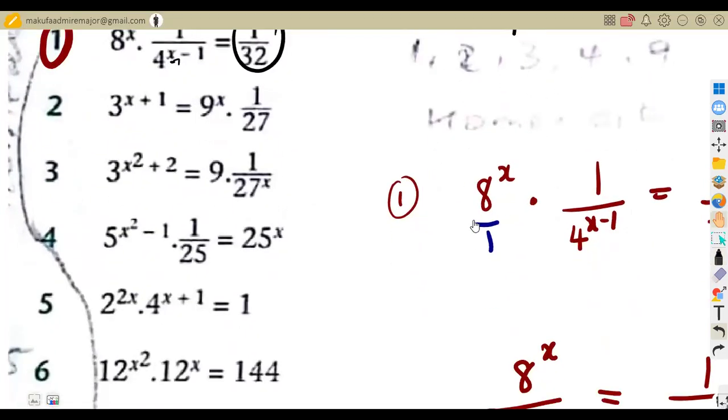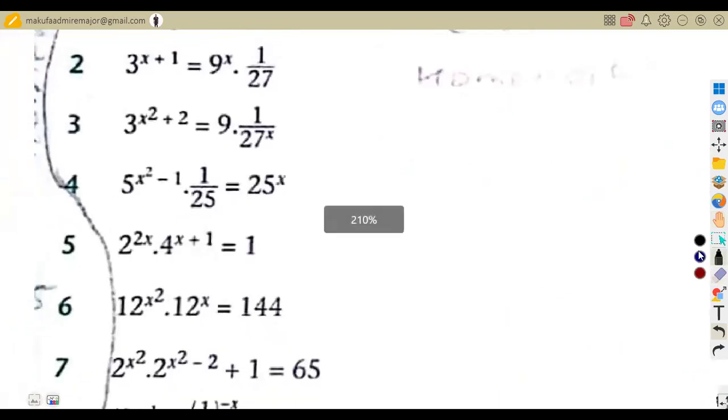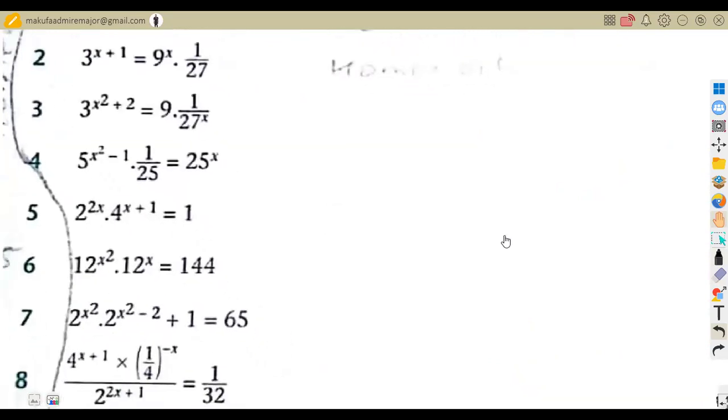All right, so that is how we are supposed to handle this typical question. It depends how the question is given, and how you answer those questions depends on the situation you are given. What can you do? Can you perform the factorization? Is it possible? If not, check for the bases to be the same. Just like this part again, number 2: 3 to the exponent of x plus 1 is equal to 9 to the exponent of x times 1 over 27.